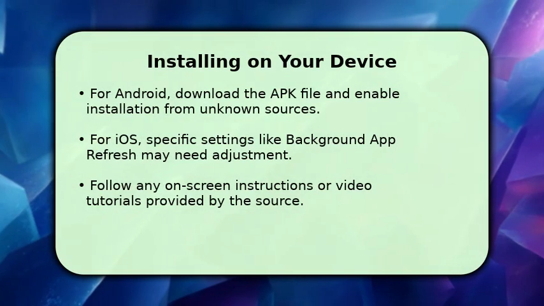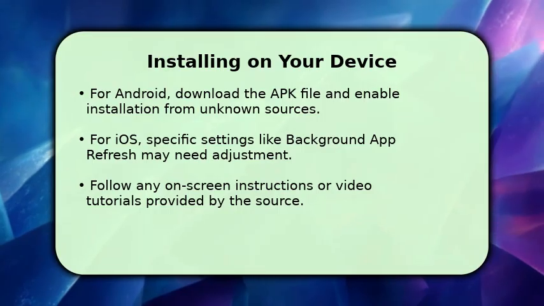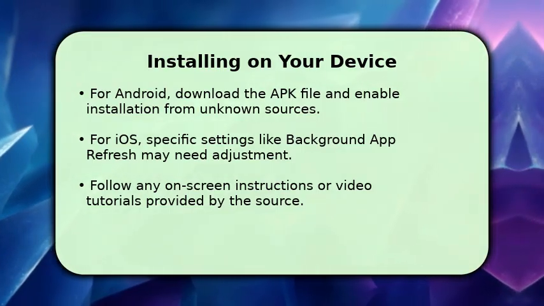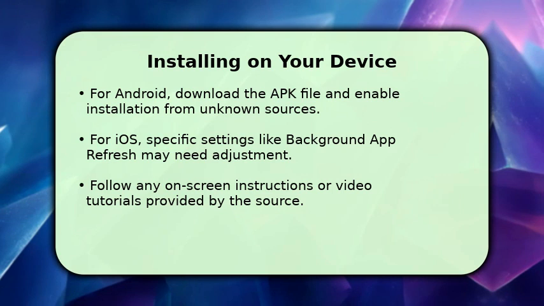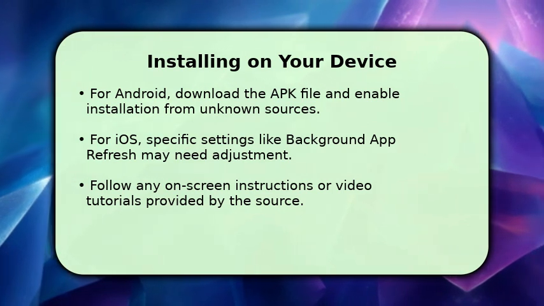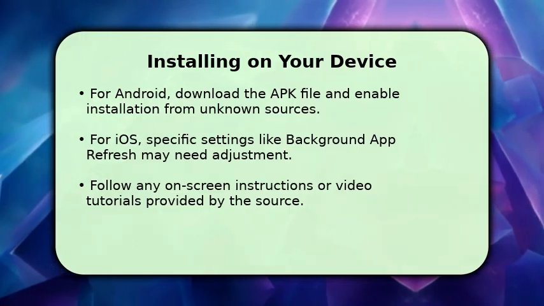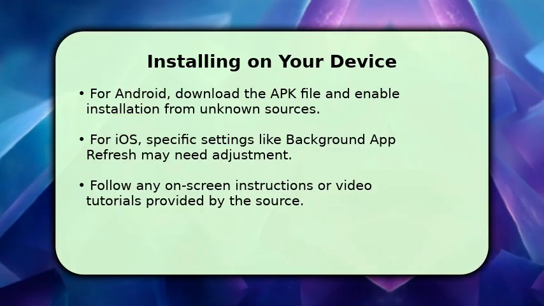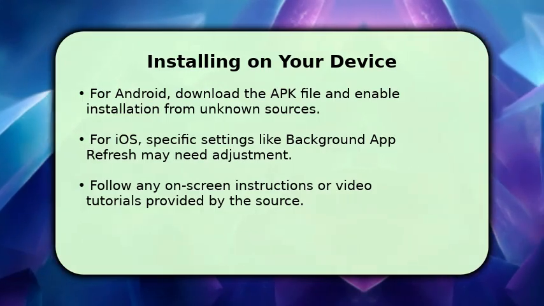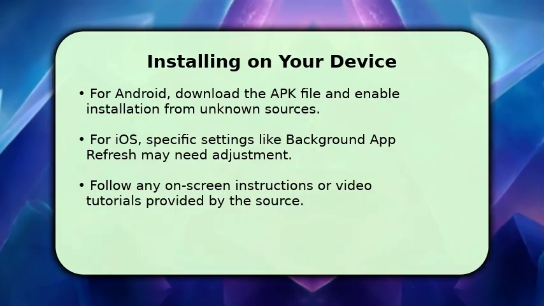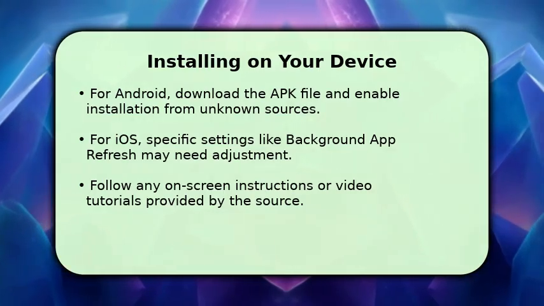Once you have the game file, installation varies slightly by device. For Android users, simply download the APK and enable installation from unknown sources in your settings. If you're on an iOS device, you might need to adjust settings like background app refresh and disable low power mode. Always follow any specific on-screen instructions or video tutorials provided by your download source for a successful setup.